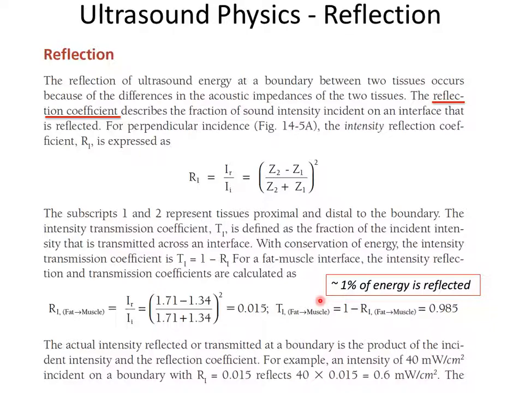Now remember what our images are. Our images are basically detecting those boundaries and mapping them out. And so the signal from which we're going to make the image of the fat-muscle boundary is this 1% of the incident energy. That's what's going to come back to our transducer, and we have to listen for that signal as it comes back.